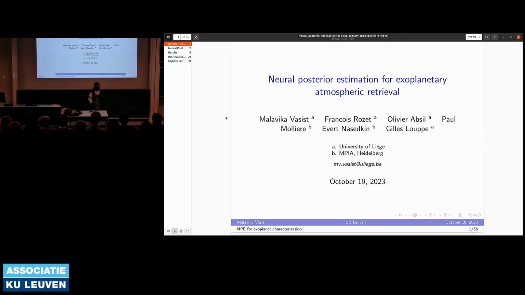So at the University of Liège, she's under the supervision of Olivier Absil and Gilles Loup, and she just recently published her first author paper on neural posterior estimation. So take it away, Malavika.